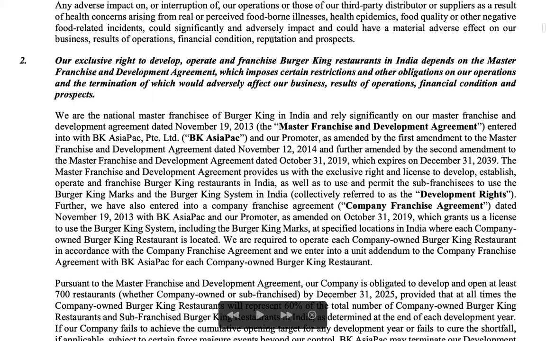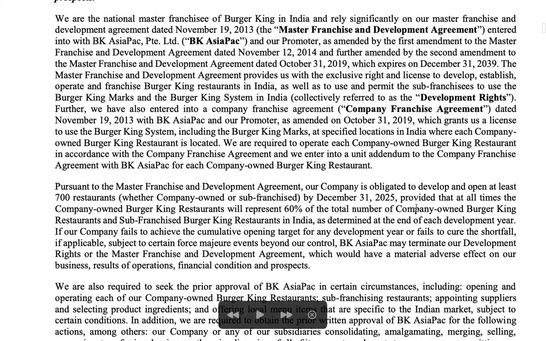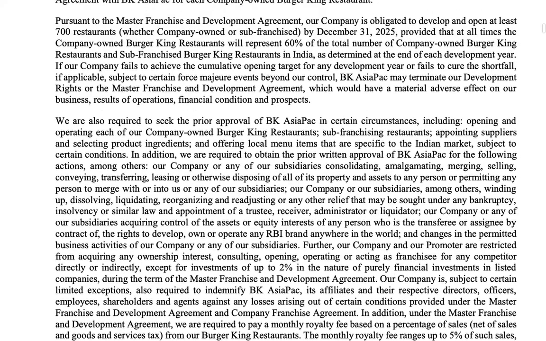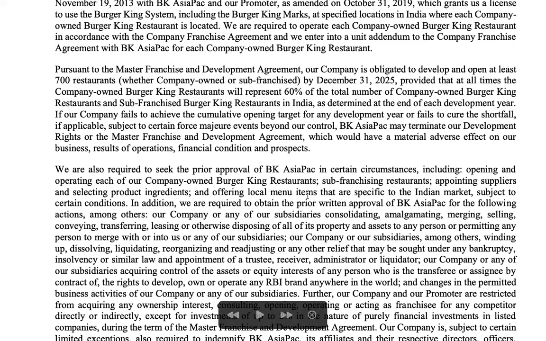And there are certain restrictions and other obligations on our operations, which the termination of which could adversely affect our business. So, if at any point of time, Burger King Asia Pacific or our promoter decide to cancel this master franchise and development agreement, Burger King India Limited will no longer have the right to run these restaurants in India, right? However, we may admit that it is fairly unlikely that something like this would happen, but it is a possibility, and therefore we must mention it as a risk, right? So let's just take a couple of examples of how this might be terminated.